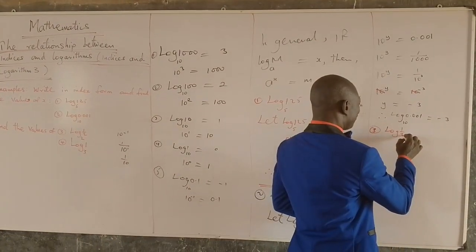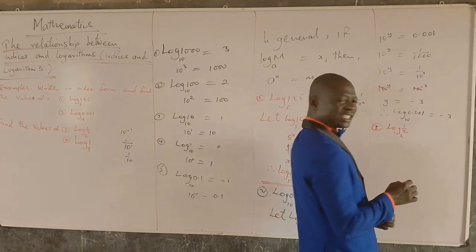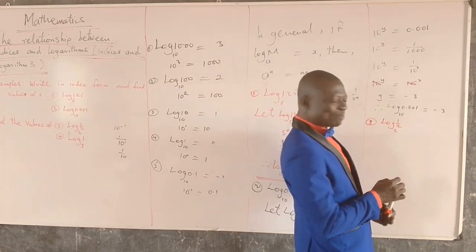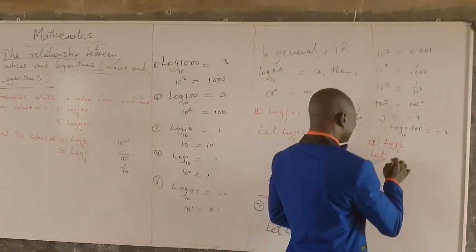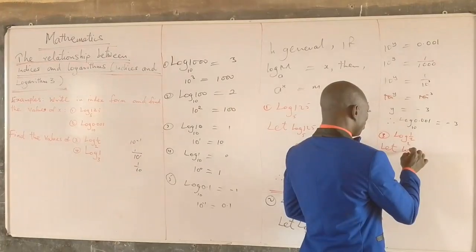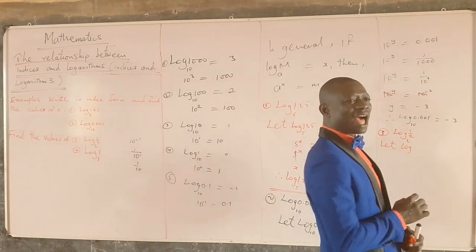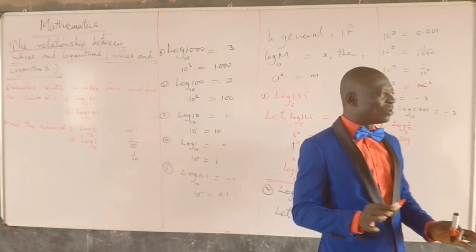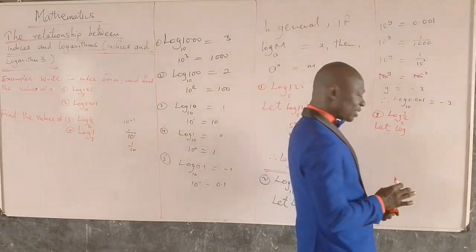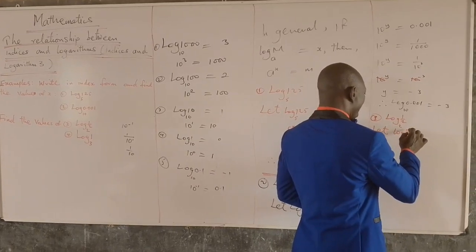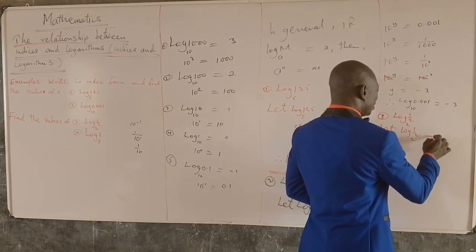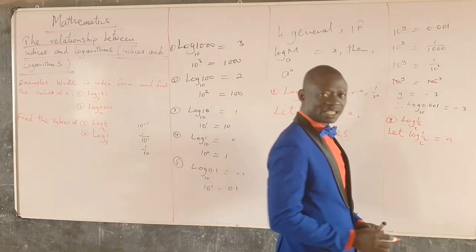Log half in base 2. In the same way, we don't know what it is, and so we are going to say, let it be equal to something. We choose a letter, any letter at all. That is one of the uses of algebra. Let log half in base 2 equal to n. We use n this time around.